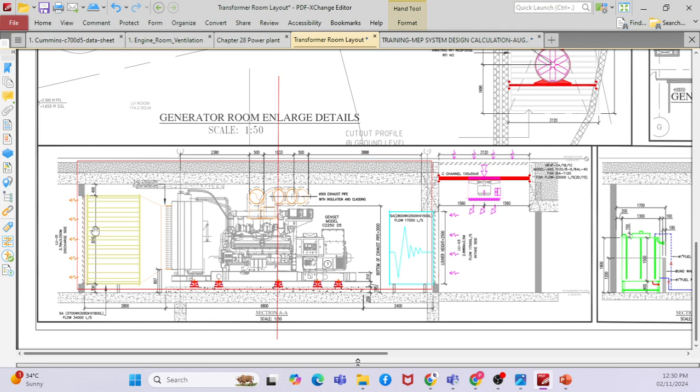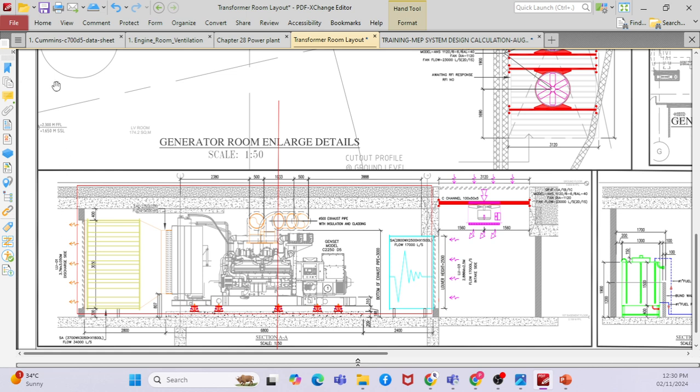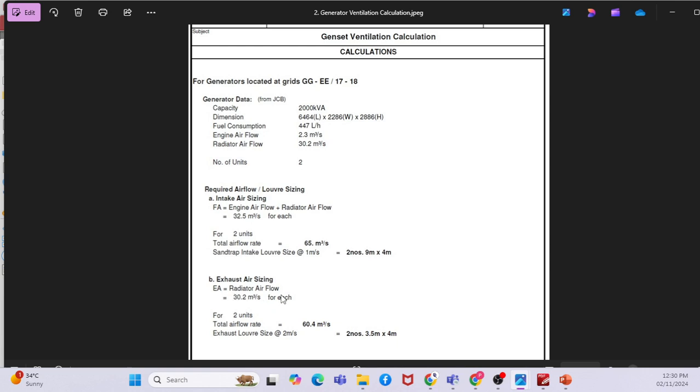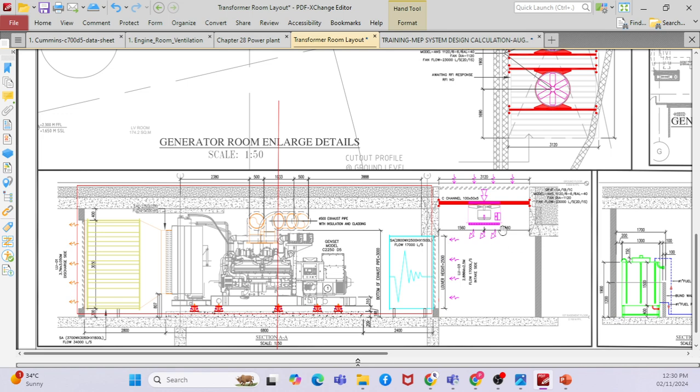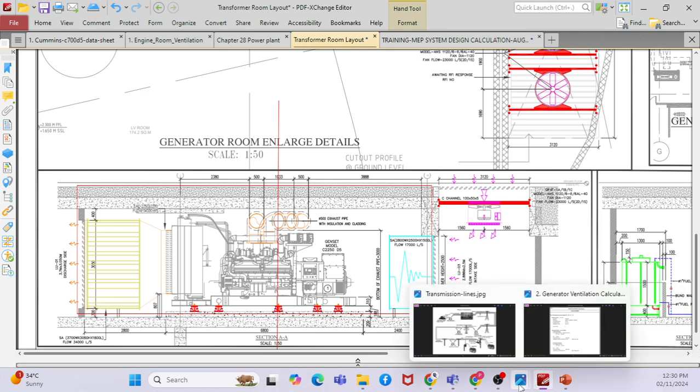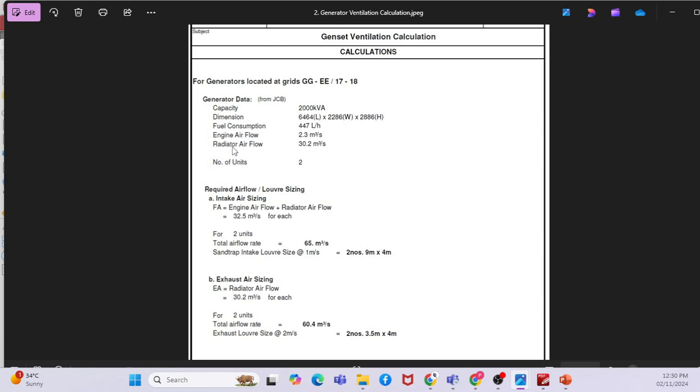In case I have my discharge at a very high level, say for example I have to discharge at the roof, the static pressure will also increase. So I have to add one exhaust fan, same like the supply fan, to discharge outside. That depends upon the project. The discharge fan is calculated based on the radiator airflow rate, and I size my supply airflow rate based on engine airflow plus radiator airflow.